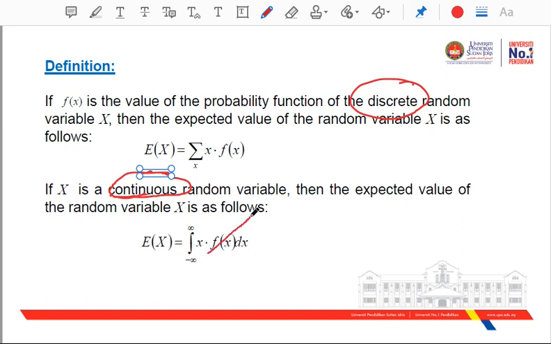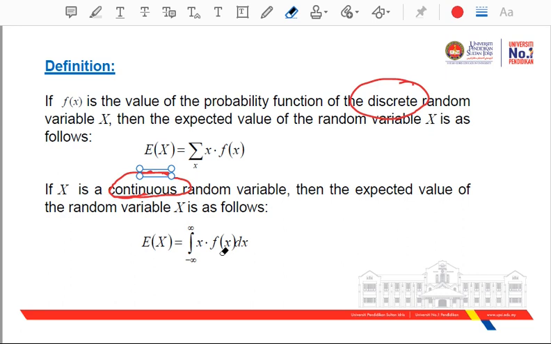So basically the formula for the discrete one is the summation of x multiplied with f(x). Small x here represents the value of the random variable x. And if you are dealing with a continuous random variable, then to find E(X) you use the integration of x multiplied with f(x) dx. What is f(x) here? f(x) is the probability function and is normally given in the question.